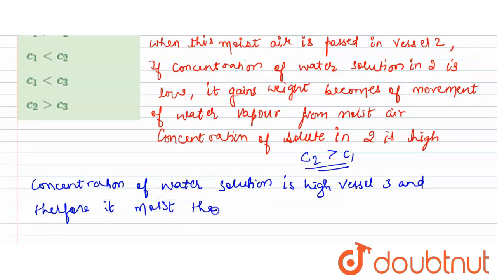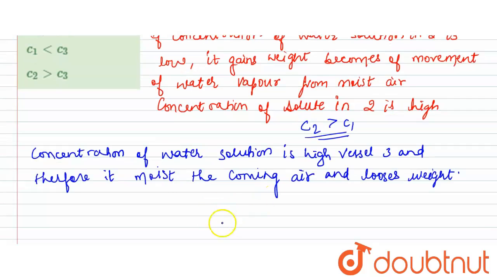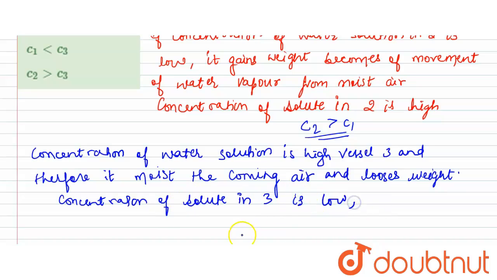So this is very important, that it moistens the coming air and loses weight. So from here you can say that if the concentration of water in the solution is high, then the concentration of solute will be low. So the concentration of solute in vessel 3 is low. So from here you can say that C3 will be less than C2.